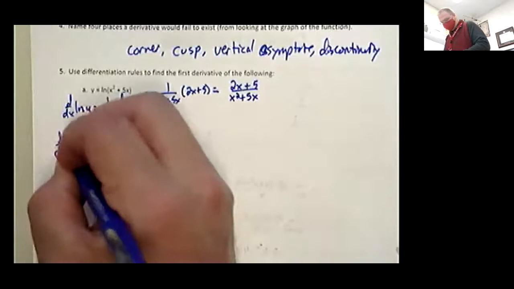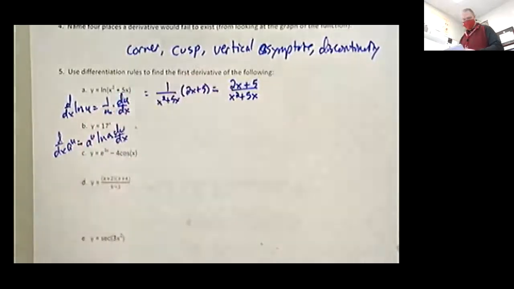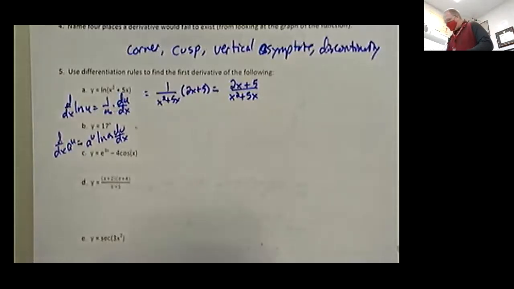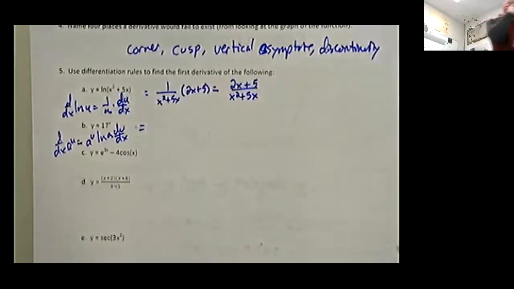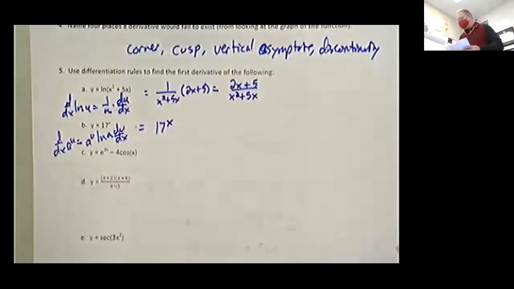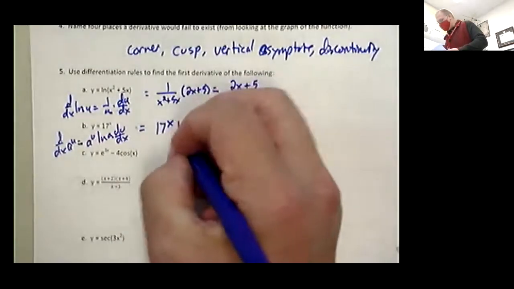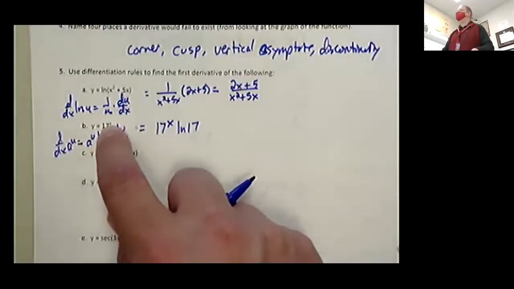The derivative of 17 to the x, again, we have a formula for that. So d dx of a to the u is a to the u ln of a du dx. Does that look right? So whenever you do that, are you multiplying ln of a times the derivative of u? Yes. Okay. We're going to have the same exponential function, which is 17 to the x, times the natural log of the base, which is ln of 17, times the derivative of u. Well, the derivative of x is just 1, so we're done.